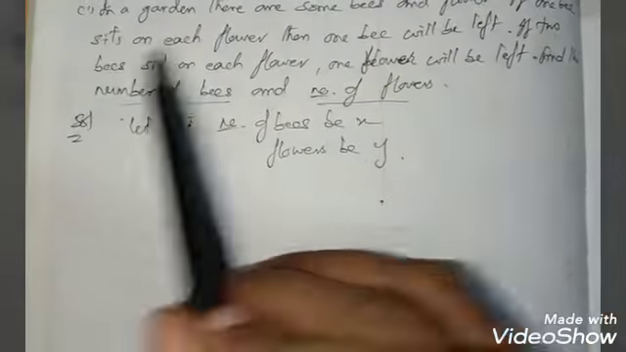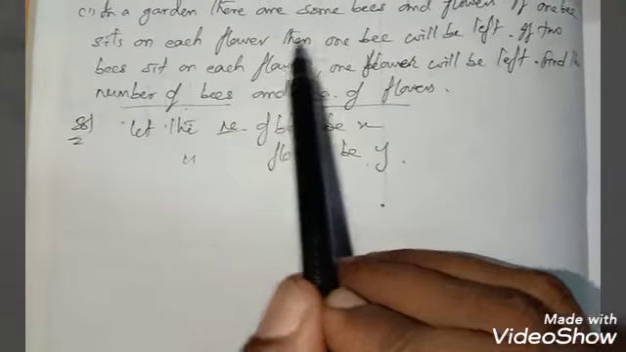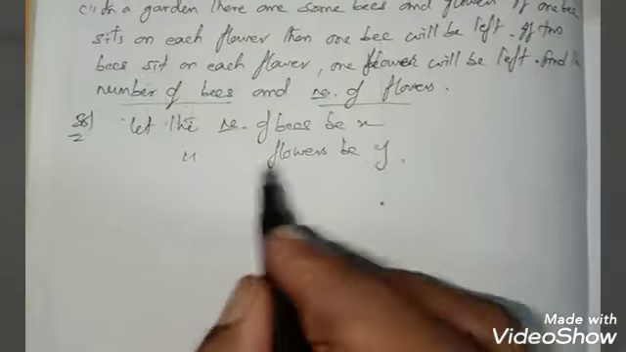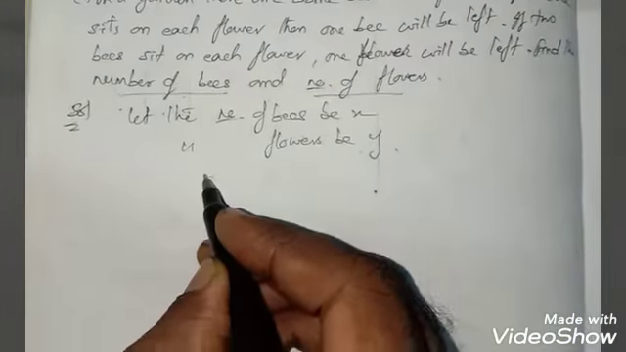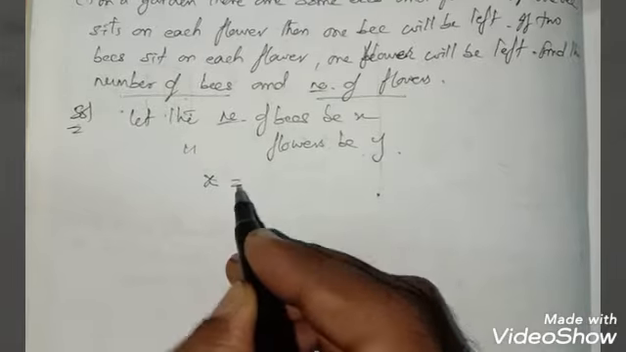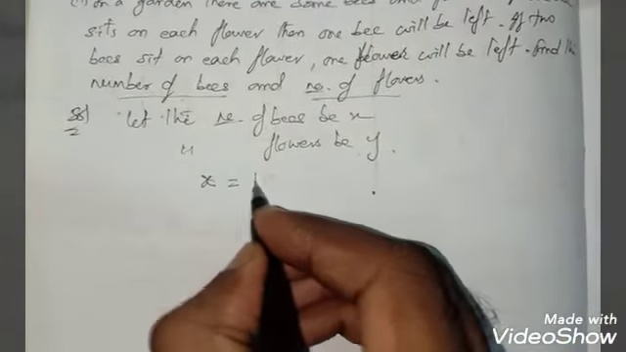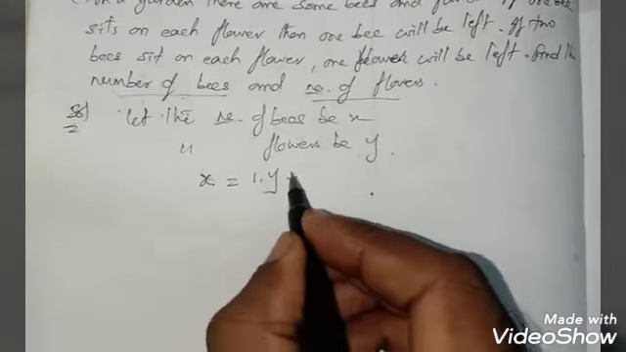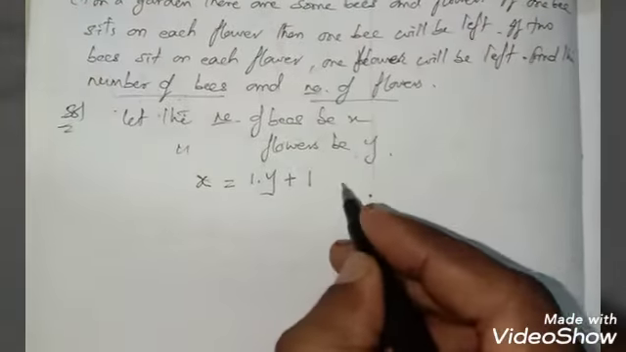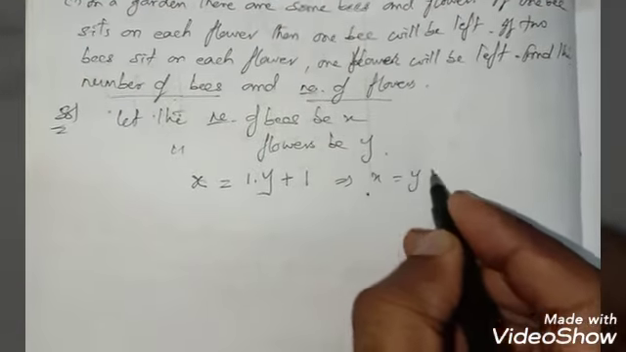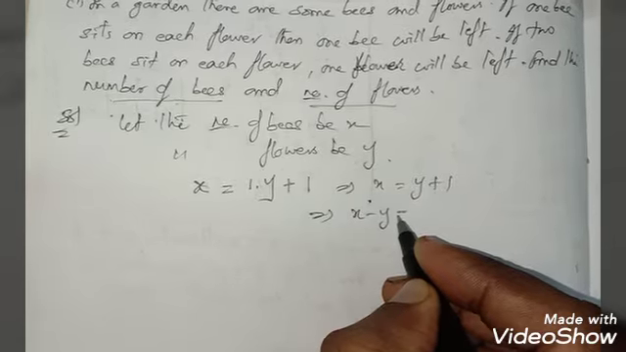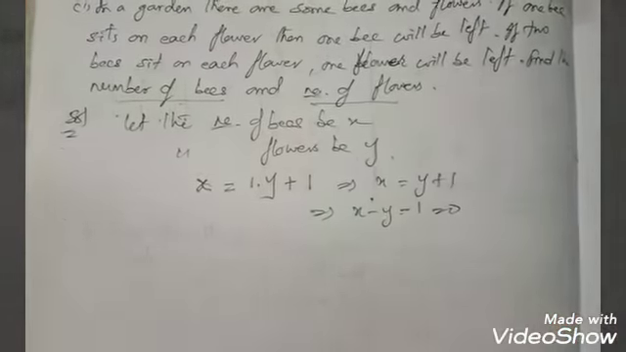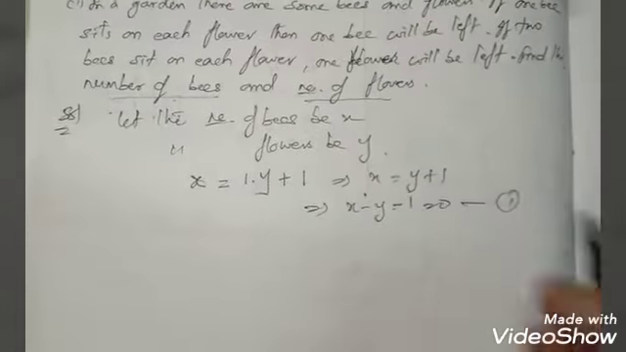So if one bee sits on each flower, then one bee will be left. So what they are asking, you have to find the number of bees. So the number of bees is equal to, one bee sits on each flower, then one bee is left. So my equation is x is equal to y plus 1. I can write this as x minus y minus 1 is equal to 0. So this will be the first equation for me.